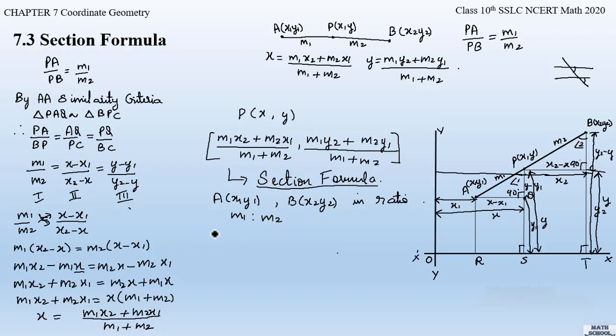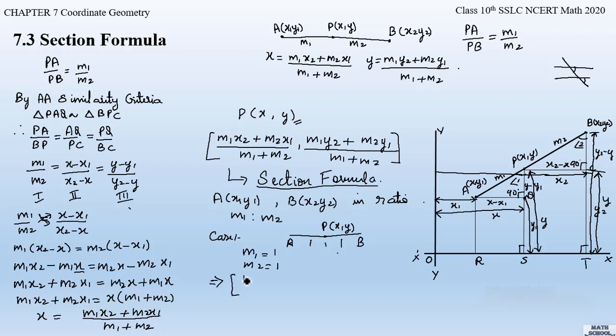There is also a special case. This is the condition whenever a point P divides a line AB in the ratio m1 is to m2. So if this point P forms the midpoint of the line AB, then it divides this line AB in equal ratio, that is 1 is to 1. So therefore the m1 value will be 1 and the m2 value will also be equal to 1.